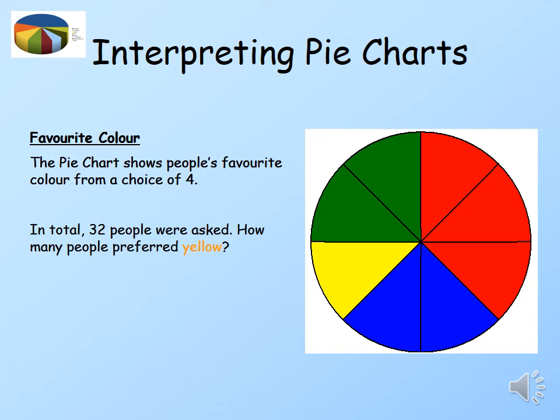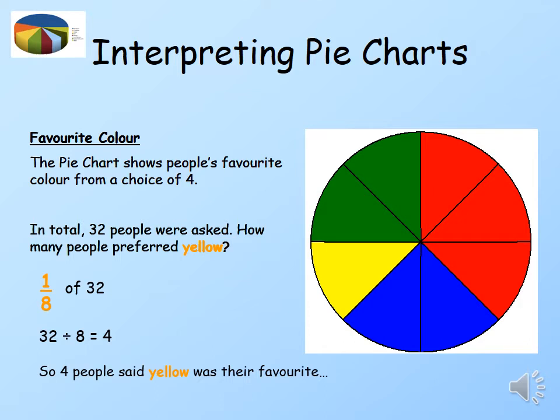Okay, another example. So it represents 4 colors, but this time we're told the total number, which is 32. So we will need to find a fraction of 32. If we look at yellow, which is the easiest one, yellow is 1/8 of the total, so we need to find 1/8 of 32, which of course is 4. So 4 people said yellow was their favorite.